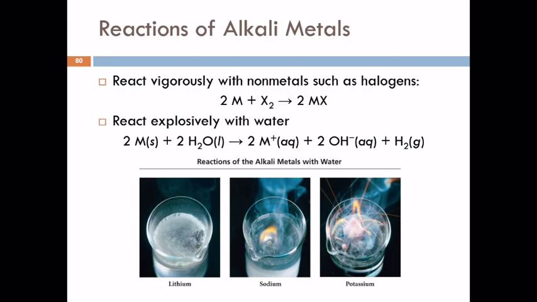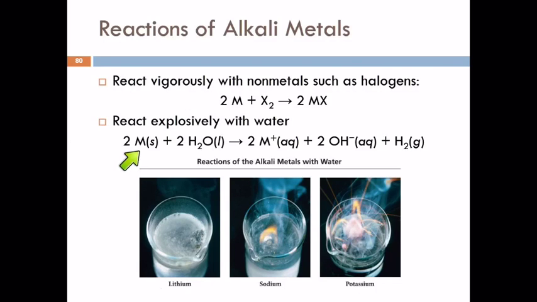So the reactions of alkali metals. There are two that you should be familiar with. Alkali metals will react vigorously with nonmetals, such as the halogens. So if you have an alkali metal with a halogen, so perhaps sodium and chlorine, they will react vigorously and form sodium chloride. We can predict the formula of these by looking at the ionic charges that the elements involved take. And the alkali metals react explosively with water.